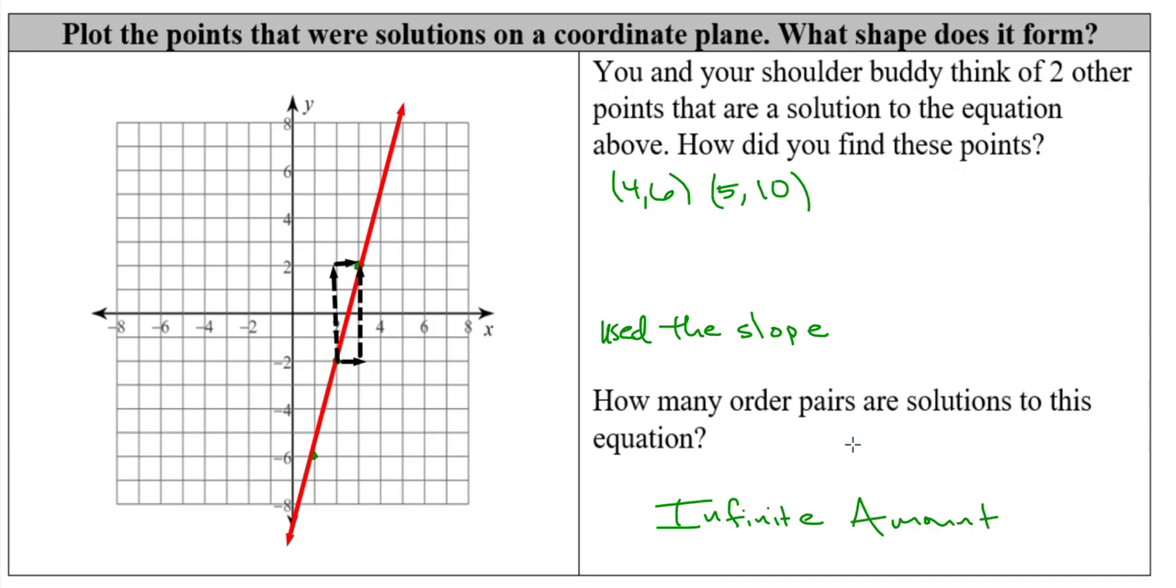Our second question asks how many ordered pairs are a solution to this equation. I said an infinite amount because any point that is on this line, this graph here, is an actual visual representation of every single solution to that equation from the previous example. All right, let's see what we got next.